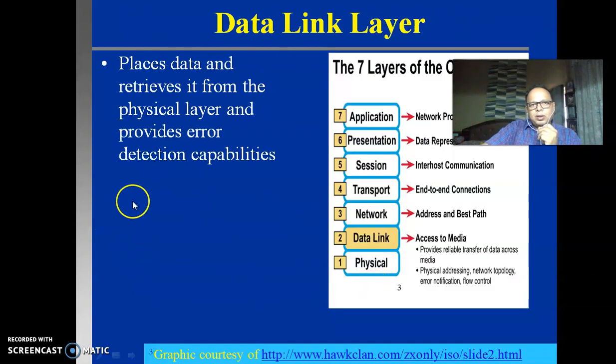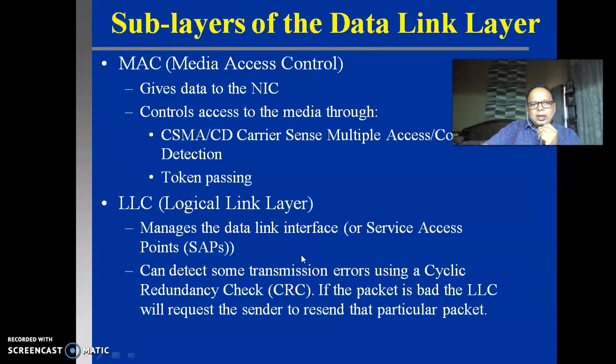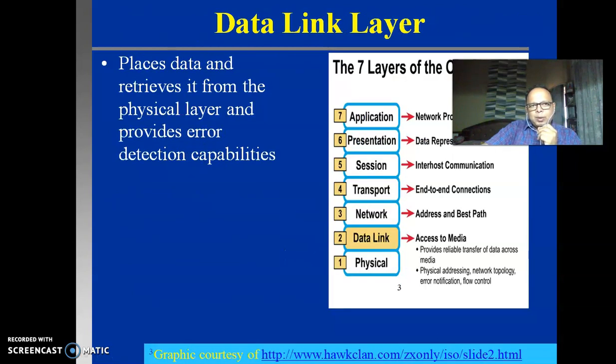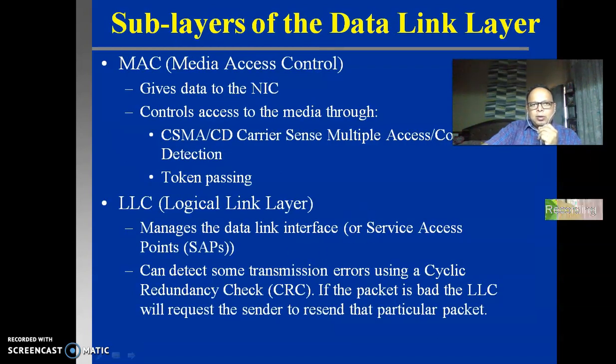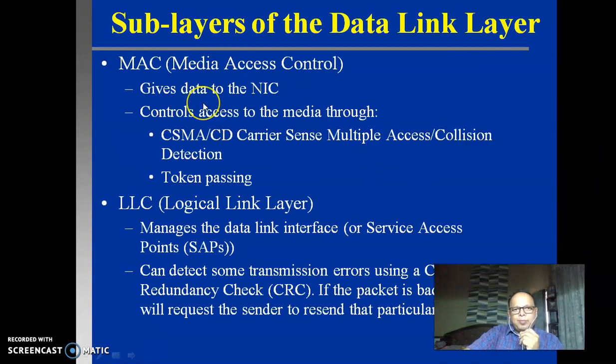So these were the layers so far, and then comes the physical layer. But before that, the data link layer has two sublayers. One is called MAC. MAC stands for Media Access Control. It gives data to the NIC. What is NIC? NIC is the network interface card, and MAC also controls access to the media through a protocol called CSMA/CD. CSMA/CD stands for Carrier Sense Multiple Access with Collision Detection, because the entire process should be collision free.